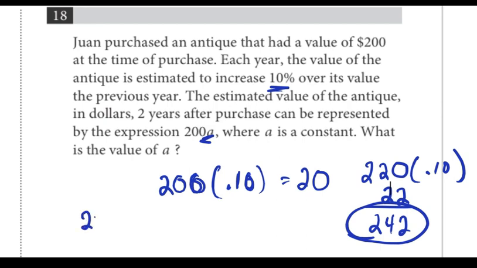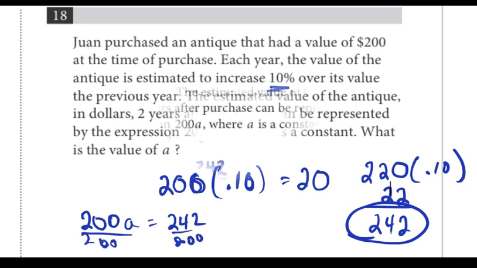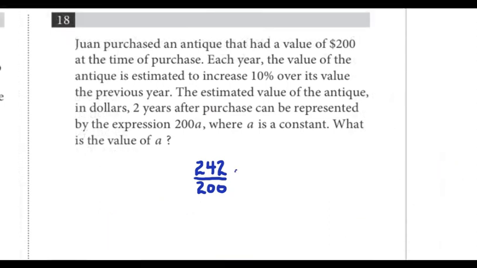So let's look at this. 200A equals 242. We just have to solve for A. Just dividing by 200, and that reduces to 121 over 100, which in decimal form, that's the correct answer. That would be, in decimal form, A would equal 1.21.